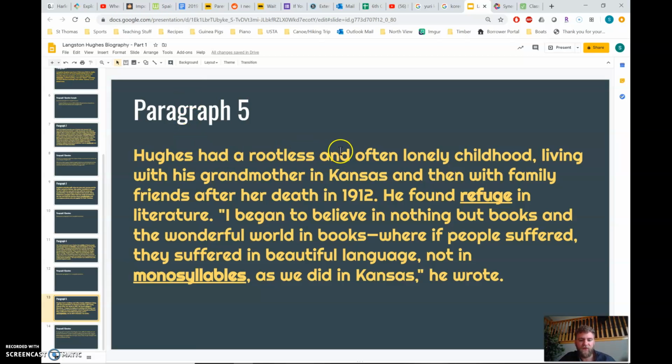Hughes had a rootless and often lonely childhood, living with his grandmother in Kansas and then with family friends after her death in 1912. He found refuge in literature. I began to believe in nothing but books and the wonderful world in books, where if people suffered, they suffered in beautiful language, not in monosyllables as we did in Kansas, he wrote.